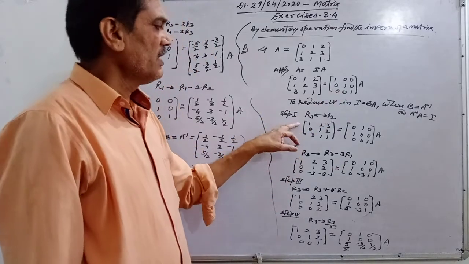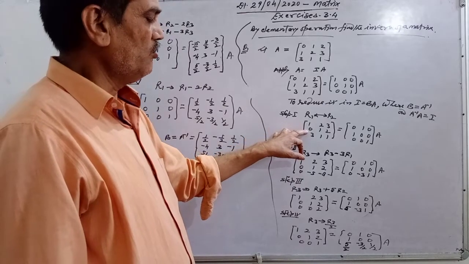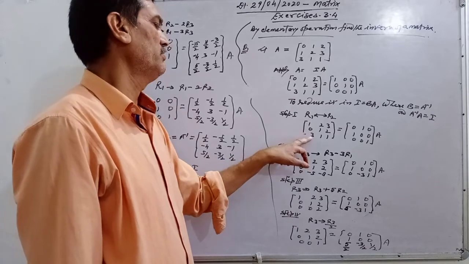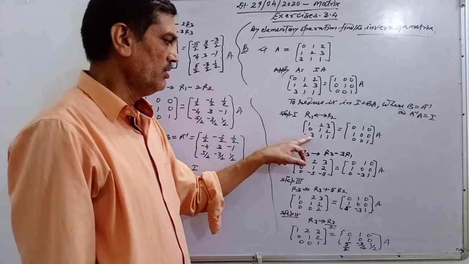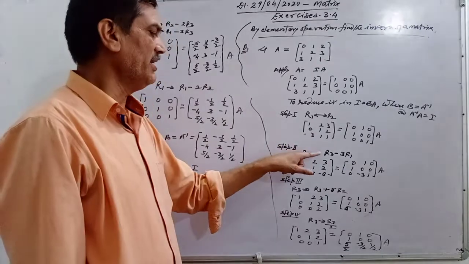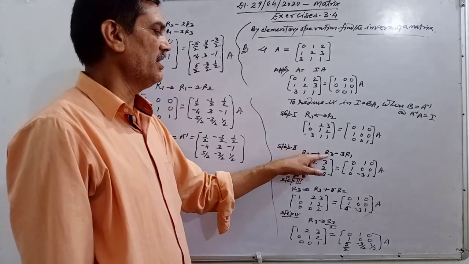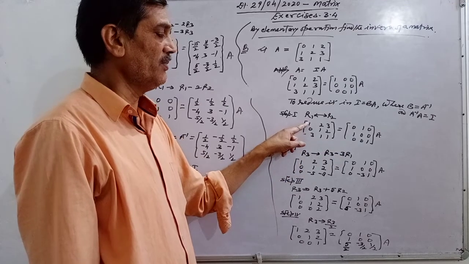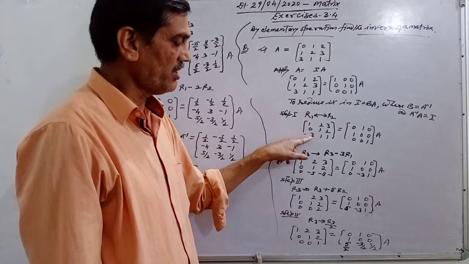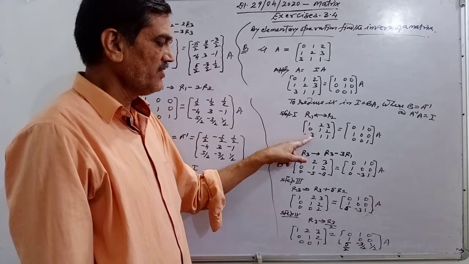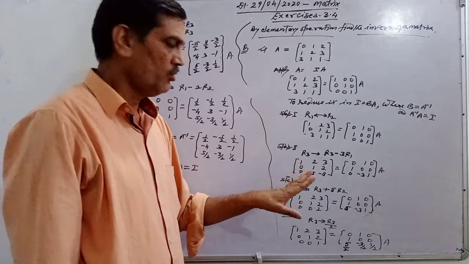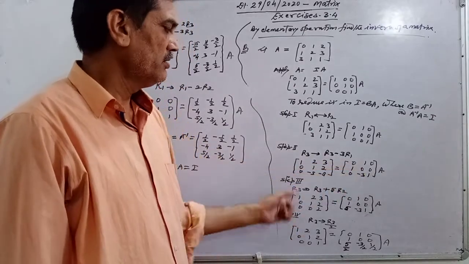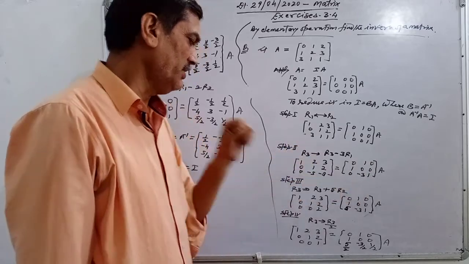Now the first element of R3 should be 0. How can you make it? By applying R3 tends to 2R3 minus 3R1. In this, multiplying this element by 3 and subtracting from this, then you will get 0 here. Apply this on both the sides. After applying you will get this result.